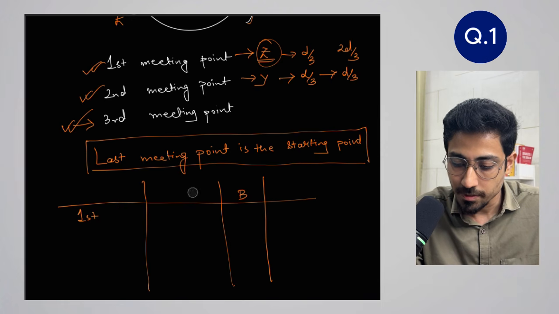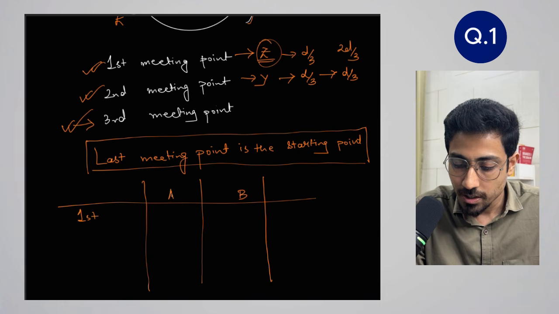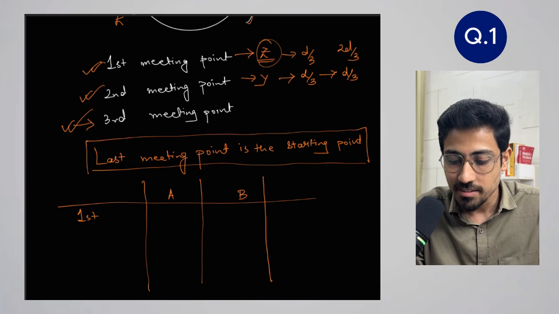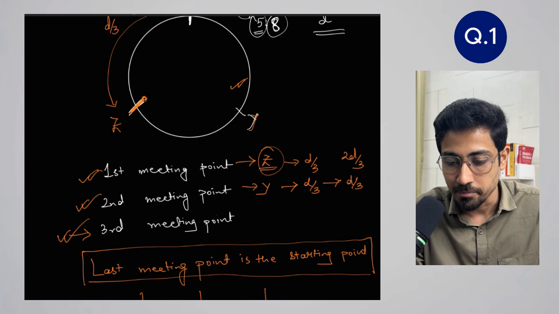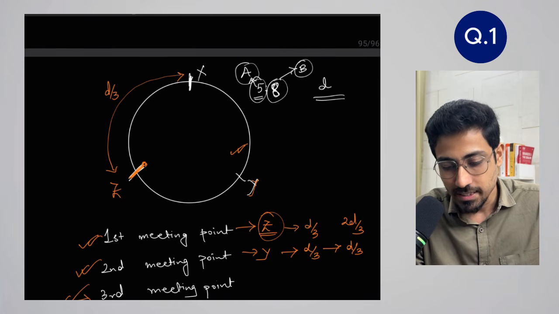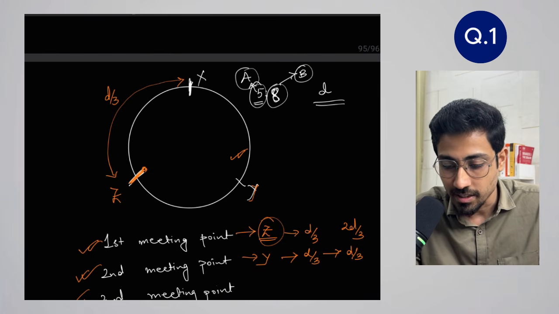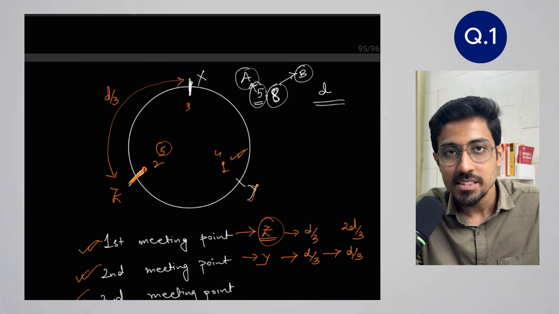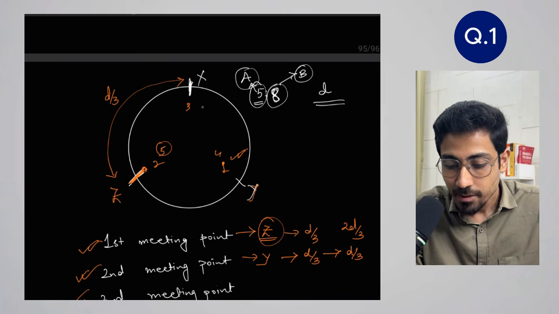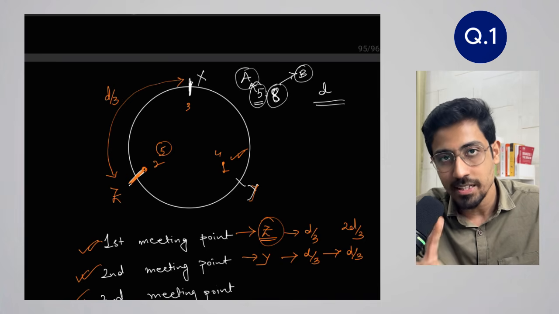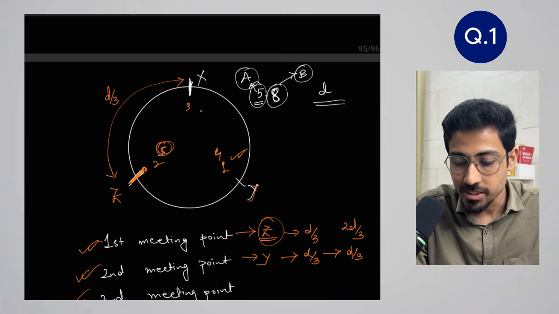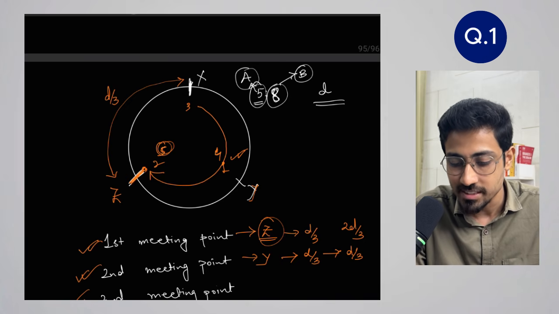Just give some space to B as well to write properly. So first meeting point, how much distance has A covered? Just try to understand. I said 1, 2, 3, 4, 5. How much distance has A traveled? First of all, it completed a circle, 1, 2, 3. It completed one full circle. Then at 4 and 5, it added some distance, this extra distance as well.